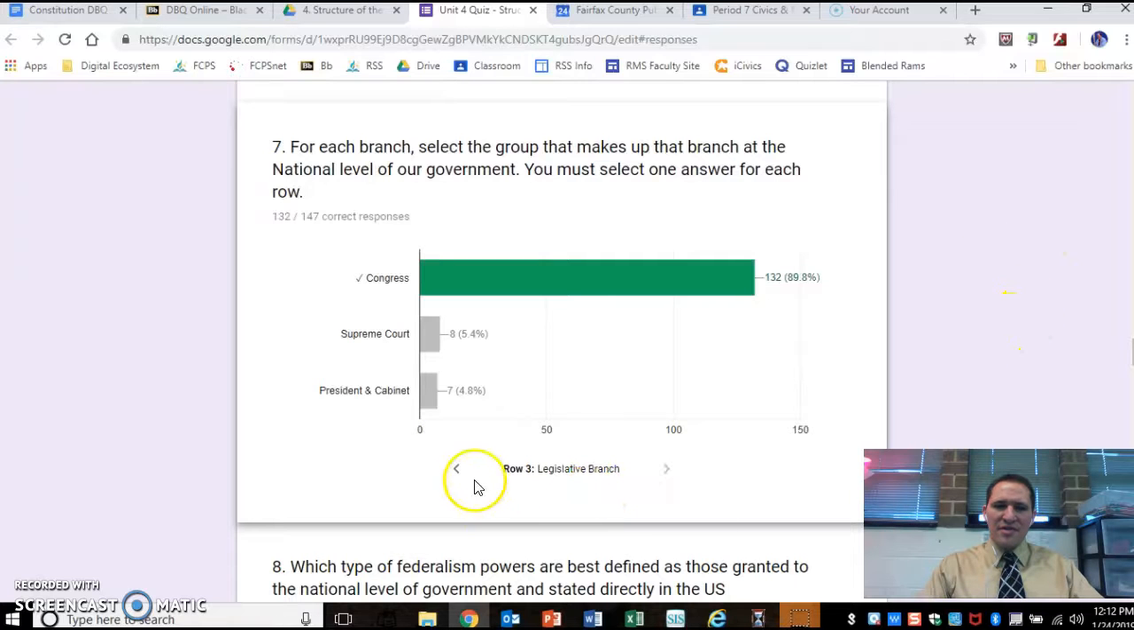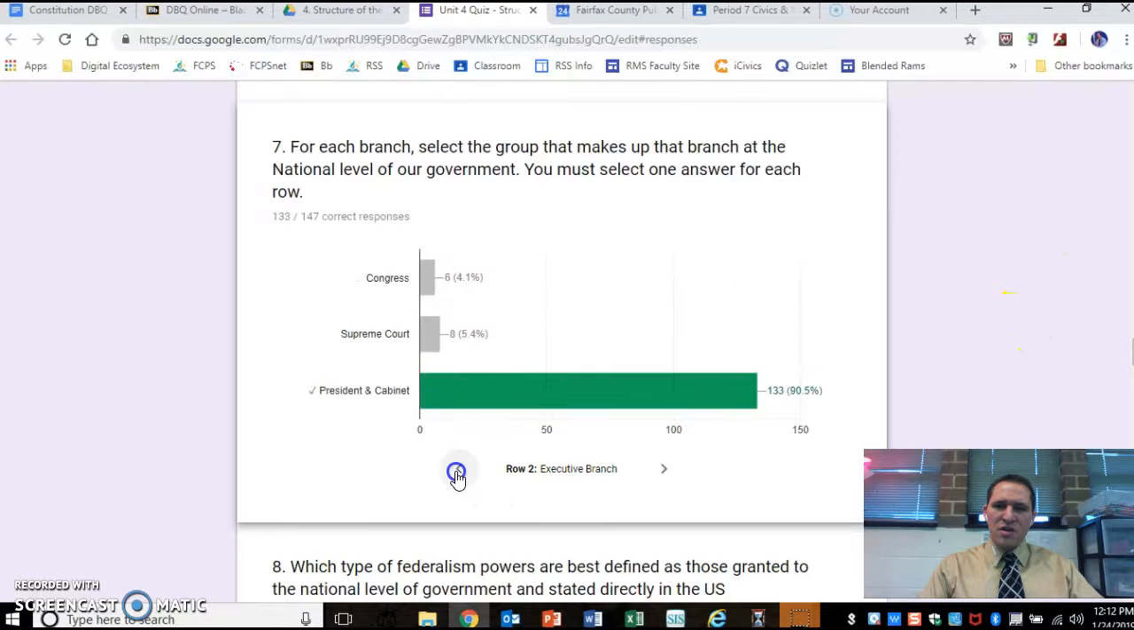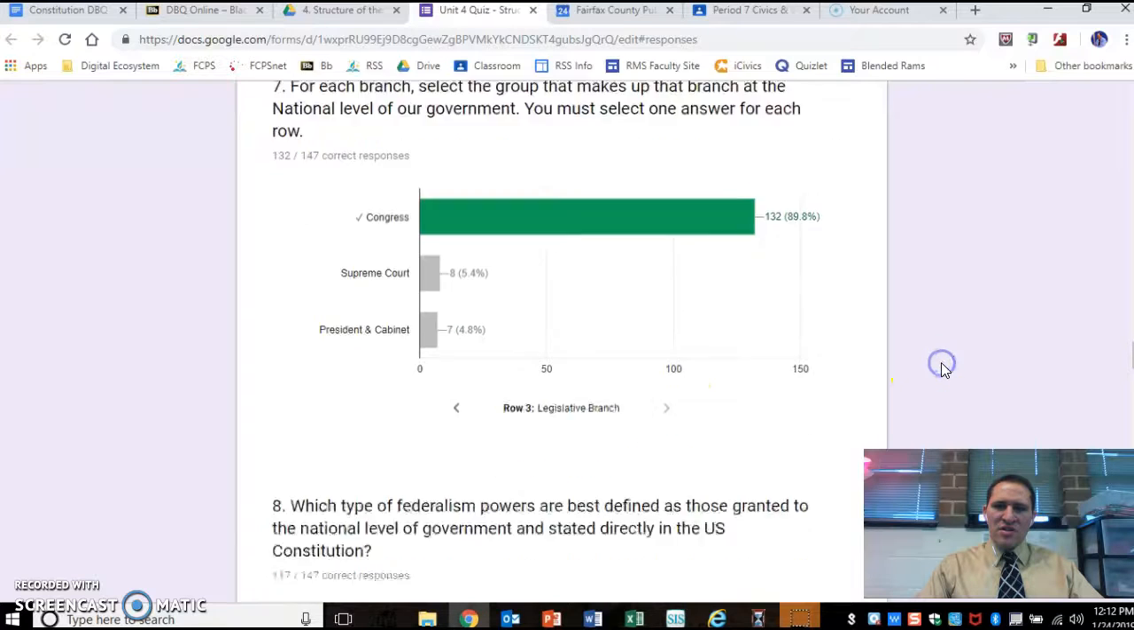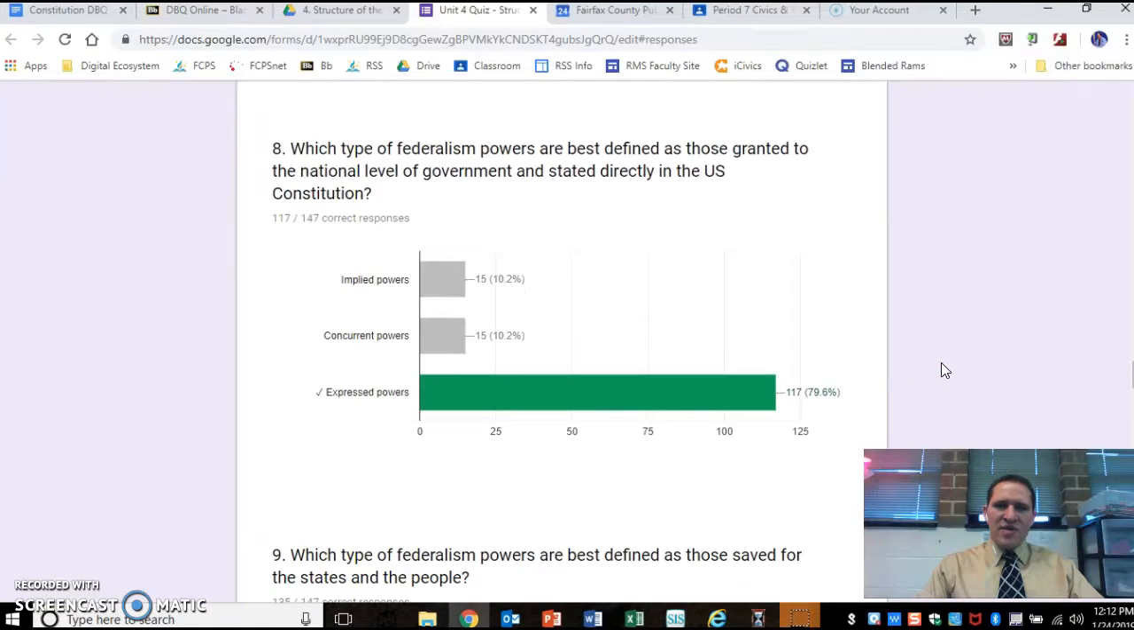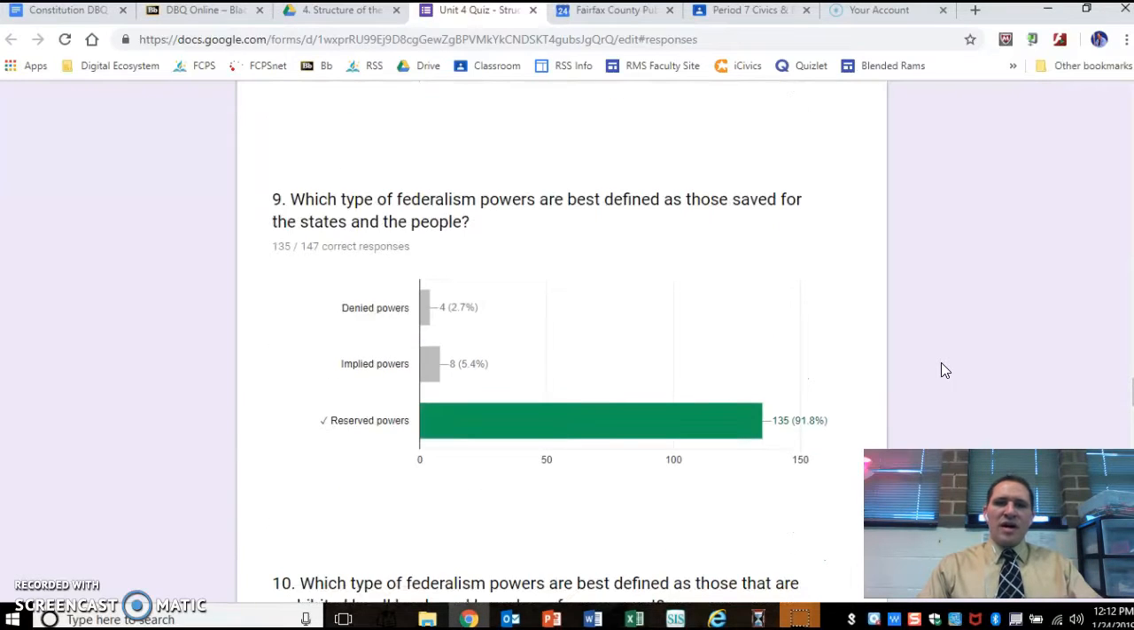These numbers, not very good. These should be closer to 100%. Okay? Most of you did well. Some of you got those confused. And then here's going into the federalism powers. Here are the five different powers. Expressed, written in the Constitution. Boom. Saved for the states, reserved. They're saved. They're set aside. Think of a reservation at a restaurant. That table is saved for you.